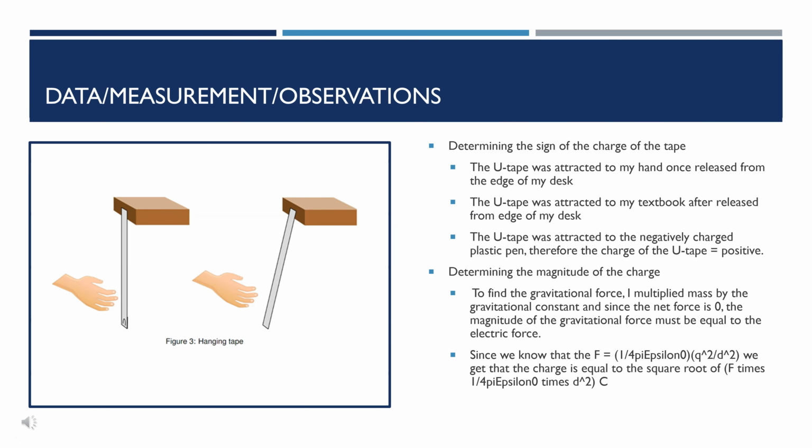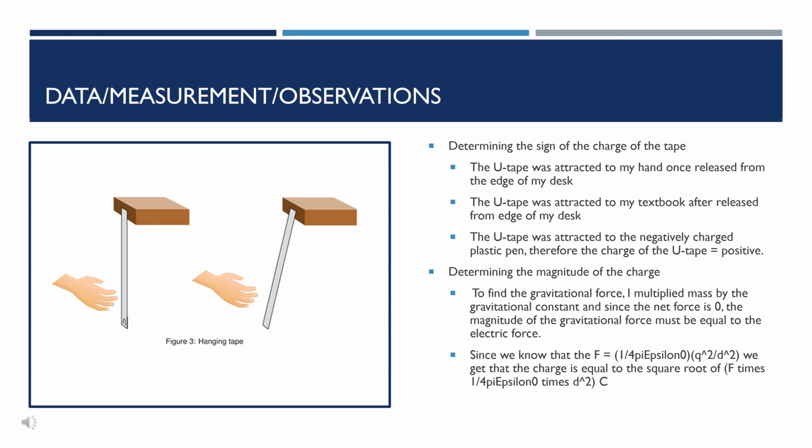Similarly to the last lab, in order to determine the sign of the charge of the tape, I released the U-tape from the desk and realized it was attracted to my hand. It was also attracted to the textbook, and it was attracted to the negatively charged plastic pen, so I knew that the U-tape was positive.